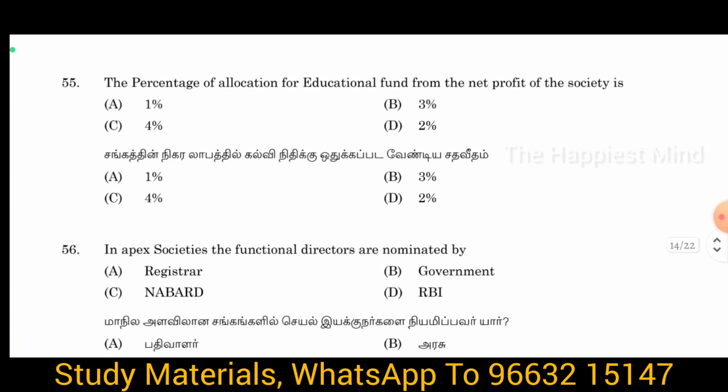Next, question 55. The percentage of allocation for educational fund from the net profit of the society is dash. Answer is option D, 2%.